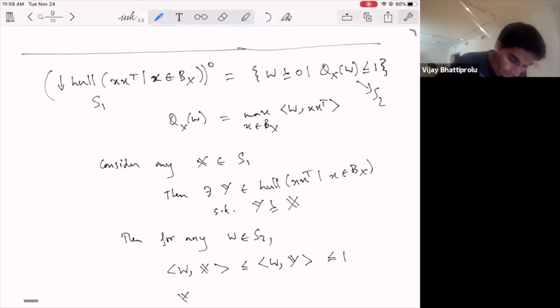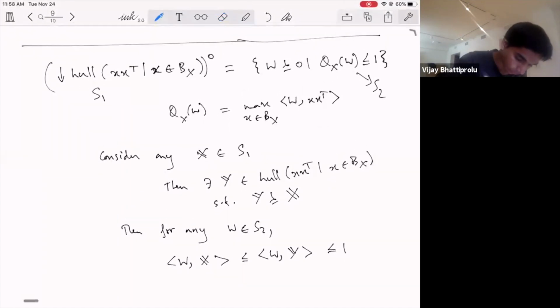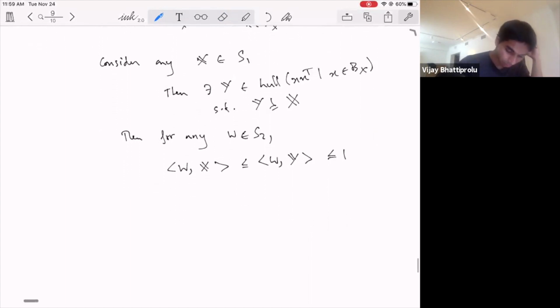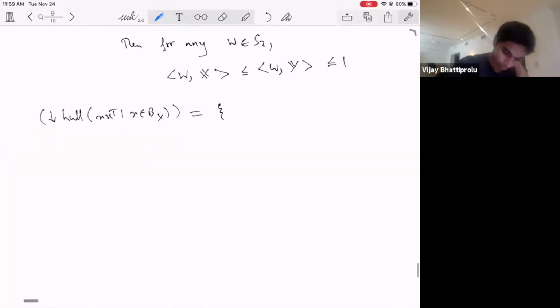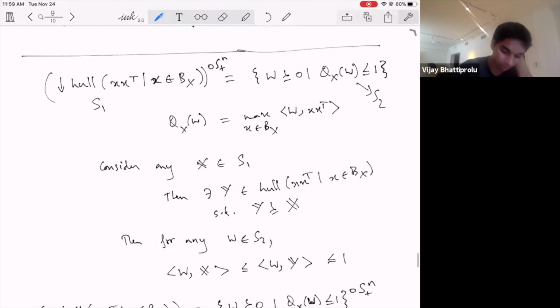Oh, sorry, I made a notational mistake. I meant polar with respect to the PSD cone, which I'll denote by S plus N. Now applying the bipolar theorem, we obtain that the downward closure of the hull of XX transpose, X in BX, is equal to the polar of the set of bounded PSD forms, W at most 1, polar S plus N. This follows from applying the bipolar theorem and taking the same polar operation on both the left-hand side and right-hand side of the above inclusion.